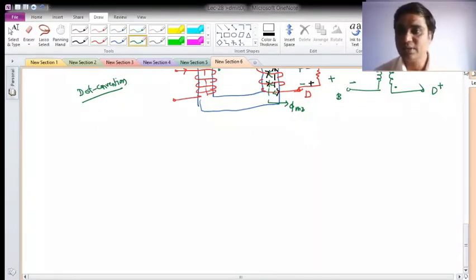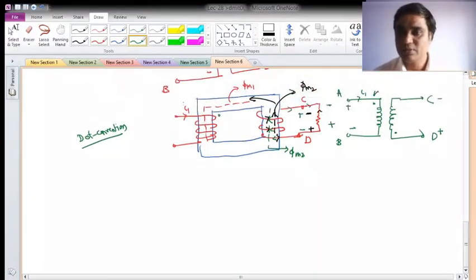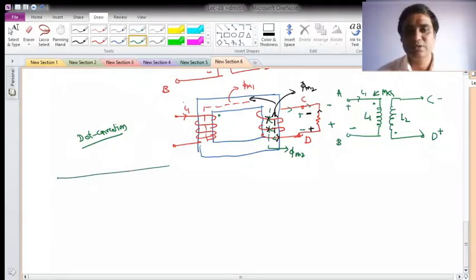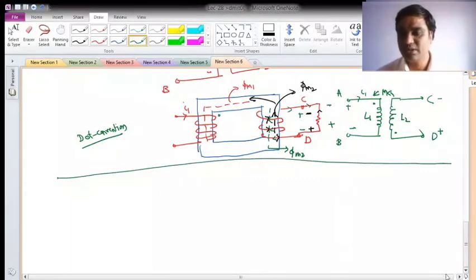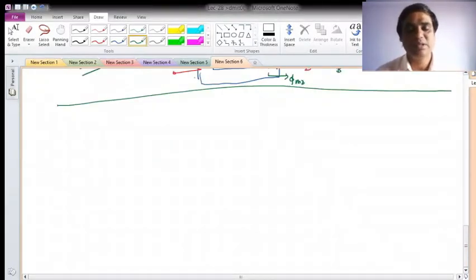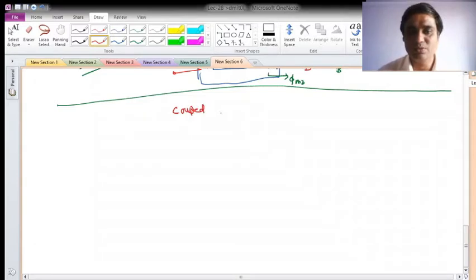Okay, and obviously there was the mutual inductance M, this is L1, L2. So this is the importance of the dot convention. Now let us write the equations when the coupled coils are in series and in parallel. So first we'll see the coupled coils in series, then how to write the equations.